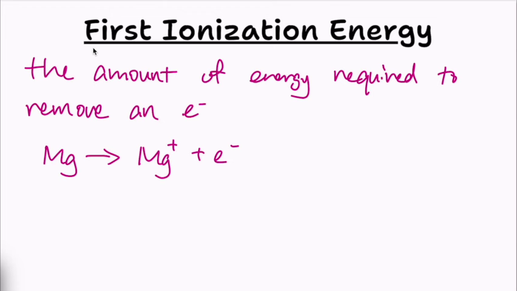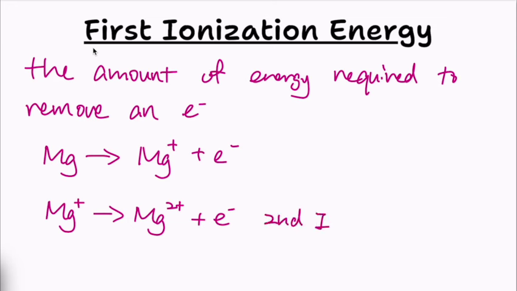And first ionization energy means when you remove the first electron from an atom. So you can keep removing electrons from magnesium. From magnesium plus, you keep removing the electrons, so it becomes magnesium 2 plus. Then this is the second ionization energy. So we are going to deal with the first ionization energy first.